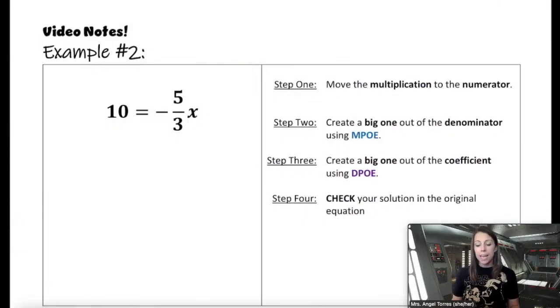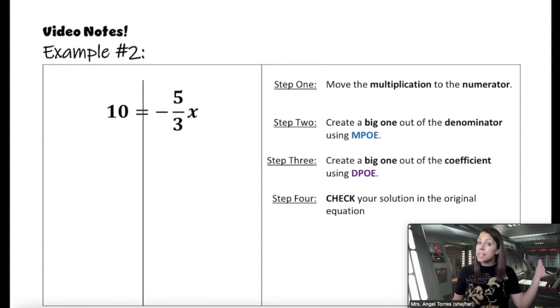Example 2: 10 equals negative 5/3 times x. As always, I'll start by putting a line down the middle of my equal sign to keep the left separate from the right. Since the fraction in this case is on the right, we're only looking there, and we're not concerning ourselves with 10. So step 1, we're going to move that multiplication into the numerator. The negative, by the way, is going to go with it. So essentially we're moving this negative and x all into the numerator, leaving 3 as our denominator.